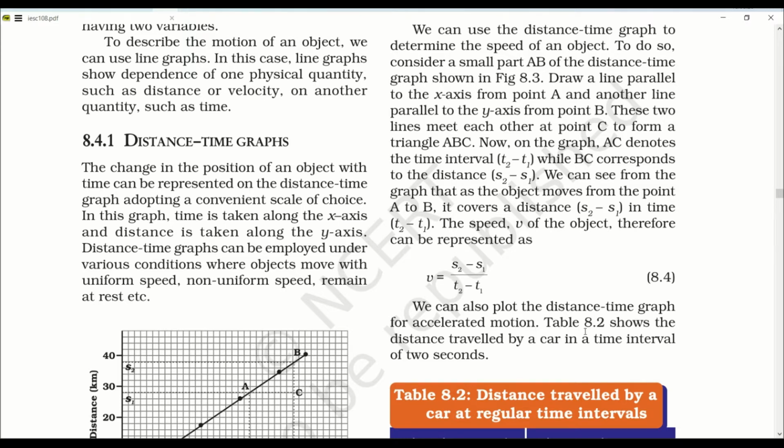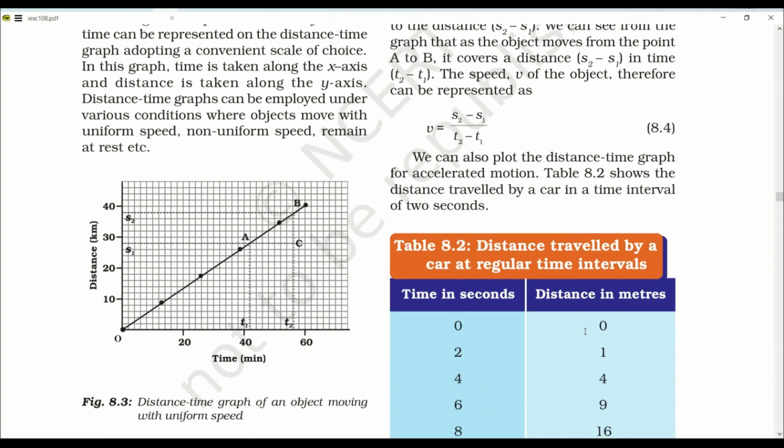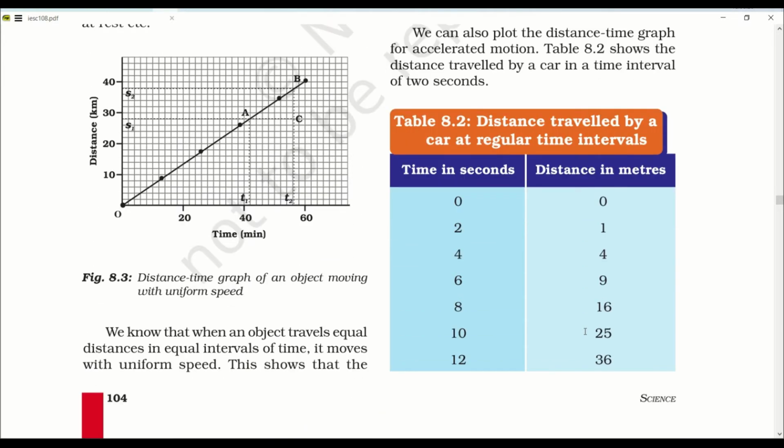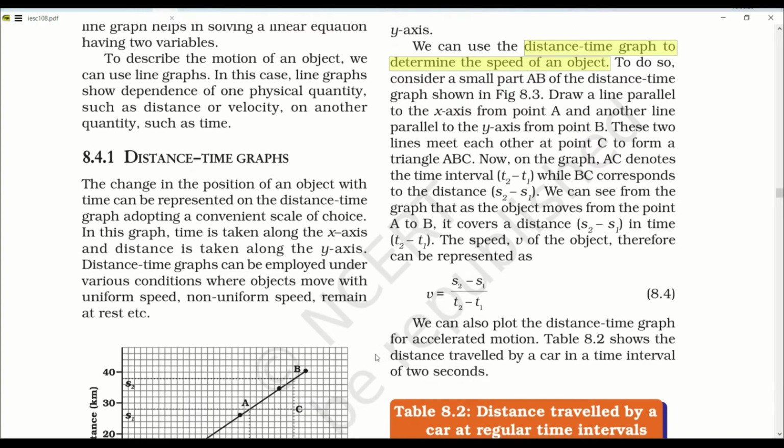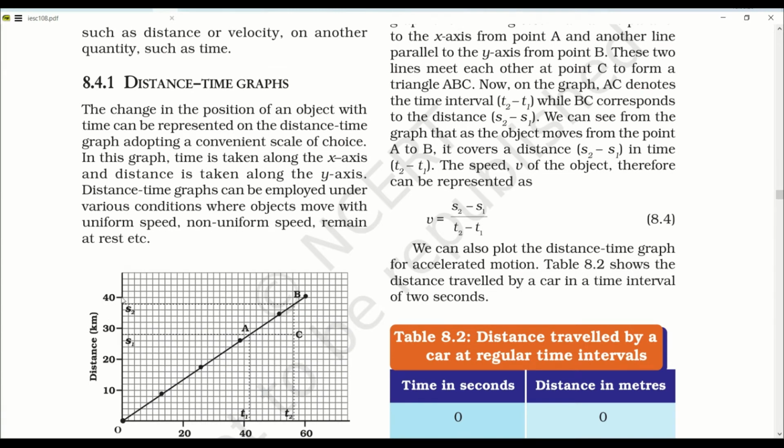We can also plot the distance time graph for accelerated motion. Table 8.2 shows the distance traveled by a car in a time interval of 2 seconds. If you want to determine the speed of the object, we can determine it from the graph itself. The only thing that you have to do is draw a parallel line to the x-axis here and a parallel line to the y-axis here.